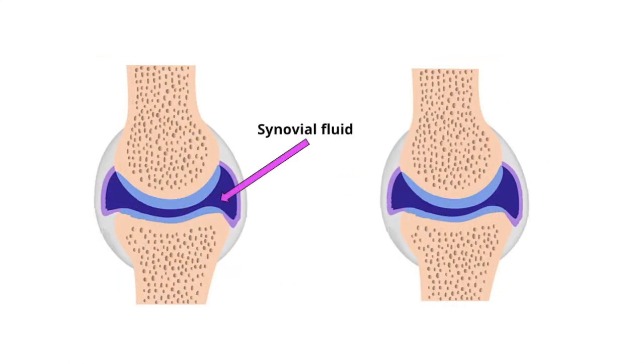Next is the synovial fluid, which is also known as joint fluid. In this image, the synovial fluid is the dark purple in the middle of the joint. It's a thick liquid that cushions the ends of your bones, reduces friction, and delivers nutrients to the cartilage. The synovial fluid is produced by the synovial membrane, which you can see in the light purple.